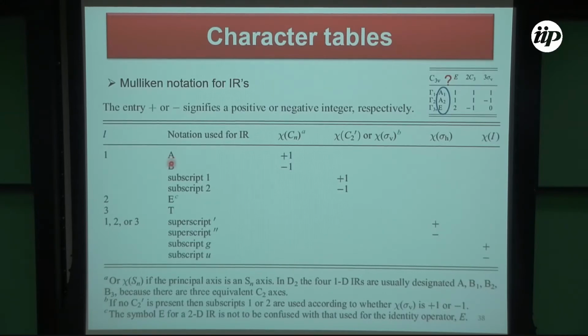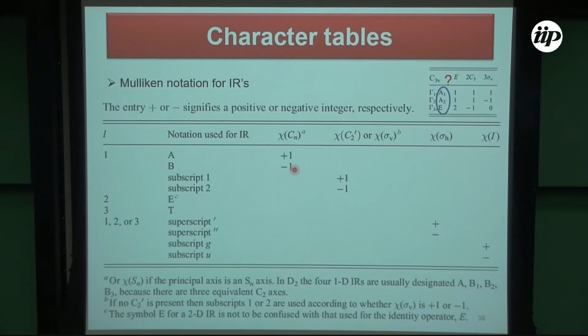What's the difference between A or B? So you can have, for example, A1 or B1. What's the difference? Okay, for A, the character of the highest rotation axis is plus 1. If it's B, the character of the highest rotation axis is minus 1. So this is antisymmetric upon the highest rotation.